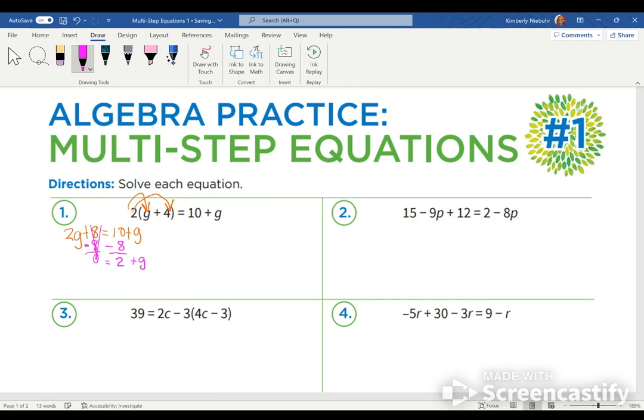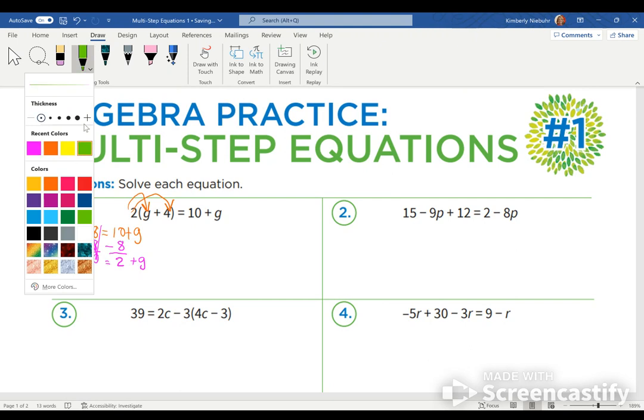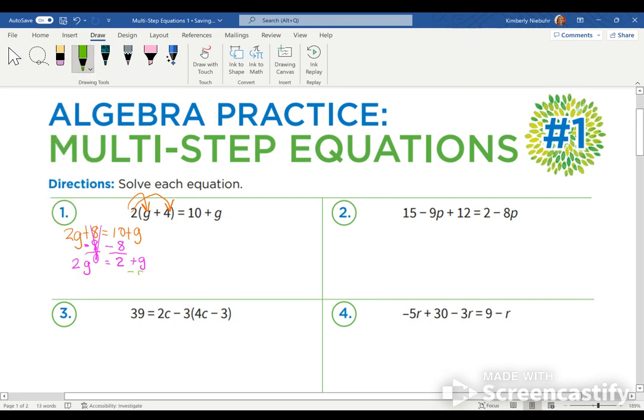We want the variables, or the terms containing g, to the right side of the equation. So the inverse operation of addition is subtraction. One g minus 1g is 0, but what we do to one side, we do to the other. So that's going to be 2g minus 1g, which gives us 1g equals 2.